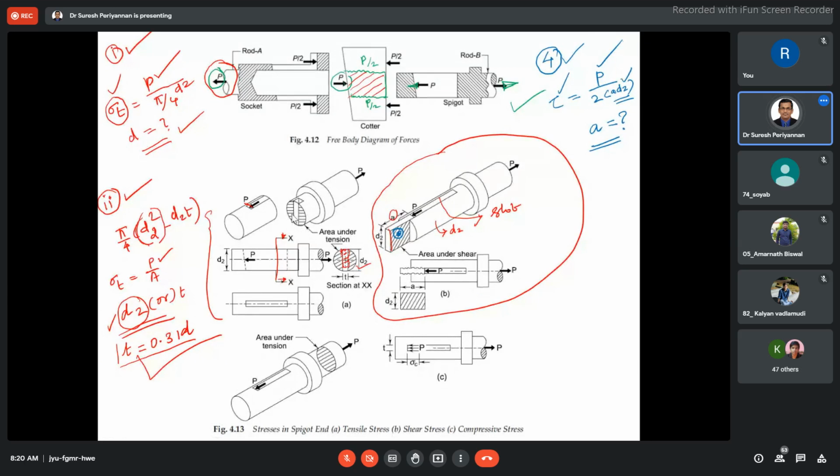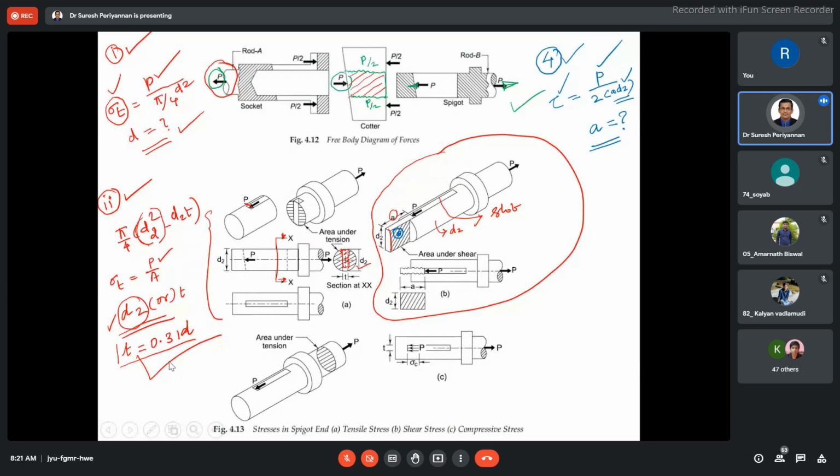Then the tensile stress of the spigot is sigma t equal to P by pi by 4 d2 squared minus d2 t. From these relations, we are able to find out the diameter d2. And here the thickness must be given; we have to consider t equal to 0.31 d. People went through some research and came to know that t is 0.31 d. This t value is from the design data book.